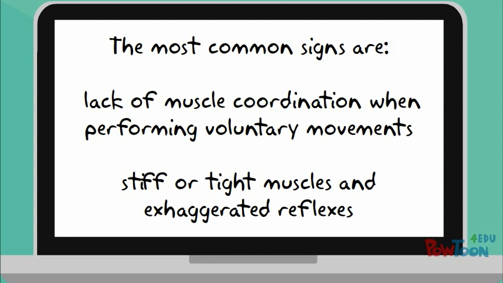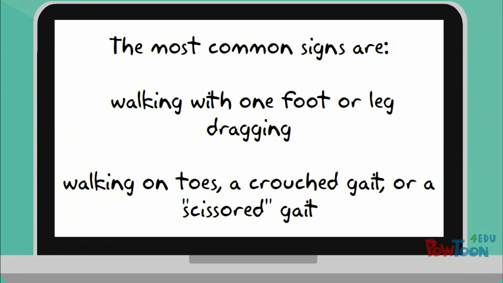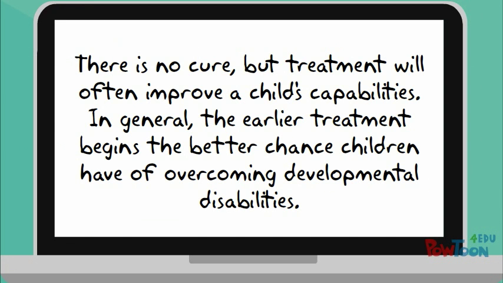The most common signs of cerebral palsy are lack of muscle coordination when performing voluntary movements, stiff or tight muscles and exaggerated reflexes, walking with one foot or leg dragging, or walking on toes, a crouched gait, or a scissored gait. There is no cure, but treatment will often improve a child's capabilities. In general, the earlier treatment begins, the better chance children have of overcoming developmental disabilities.